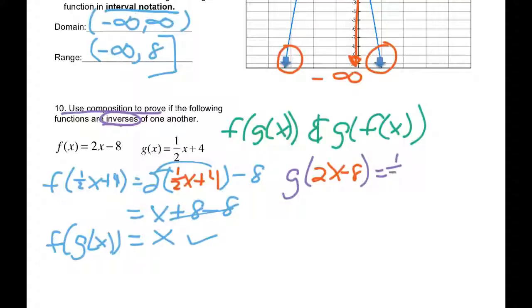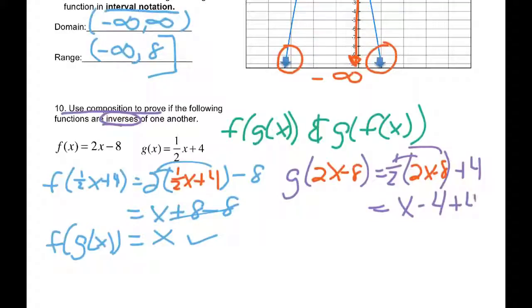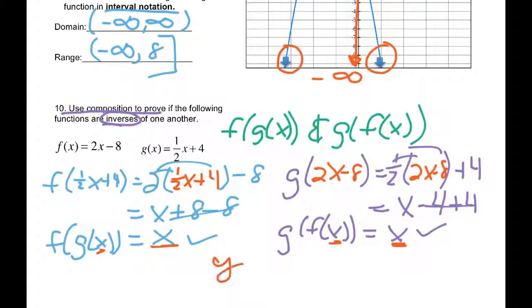G's rule was 1/2 that input plus 4. So let's write function f inside here, 2x minus 8, and then distribute. 1/2 of 2 is still 1, so 1x. 1/2 of negative 8 is negative 4, and then we had the positive 4. And so our final g of f of x was also x, right? Negative 4 and positive 4 undo each other. And so when we get out what we put in, meaning this x right here matches this one, and this x right here matches this one, we say yes, that's an inverse. And that's it.